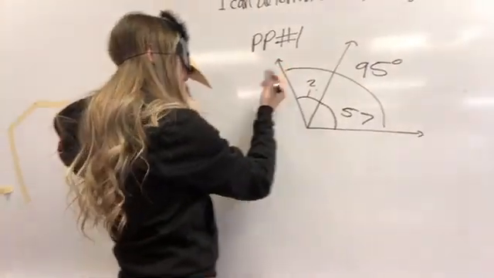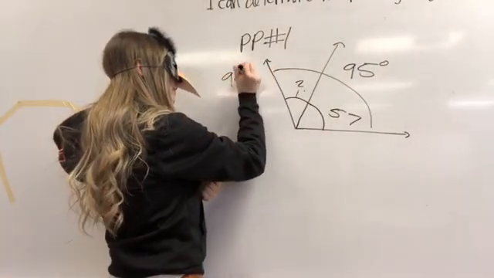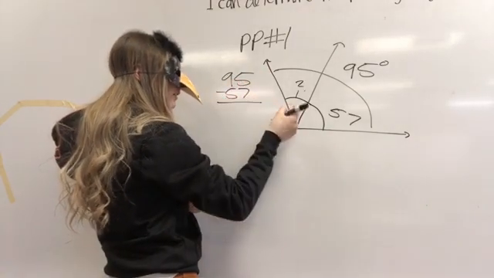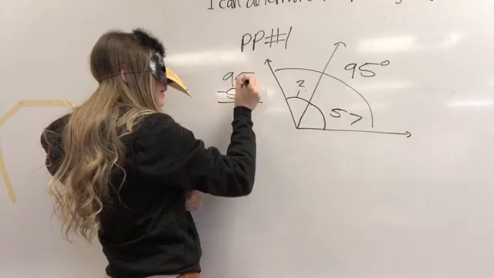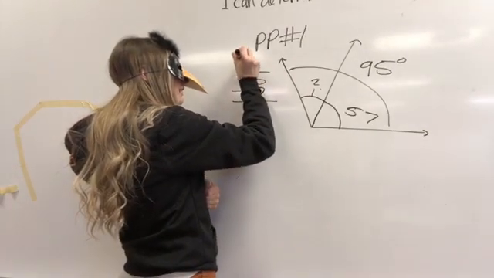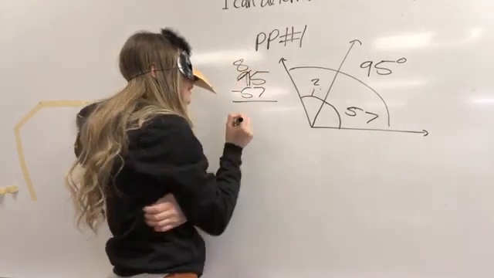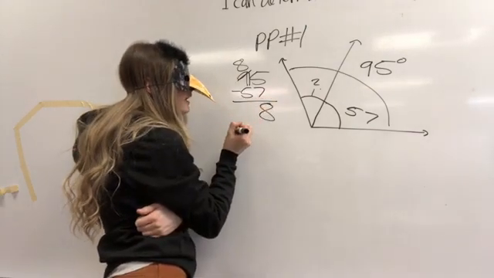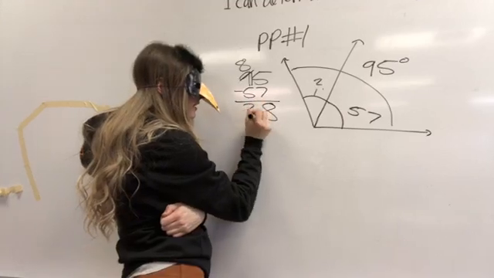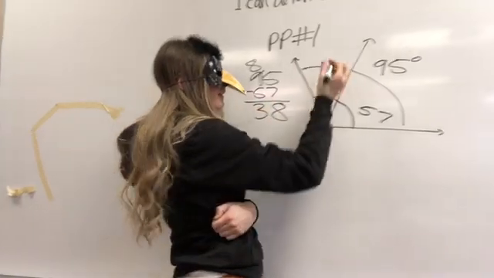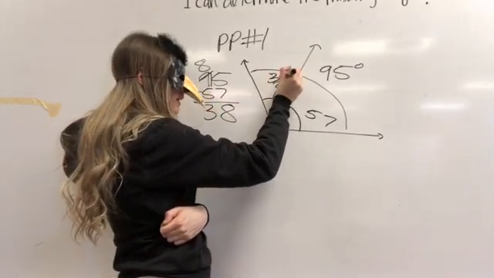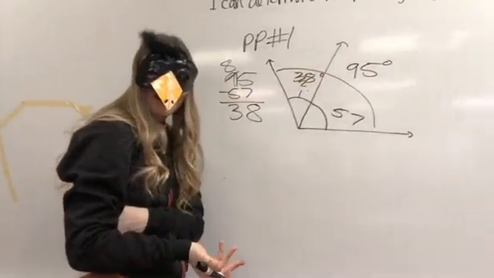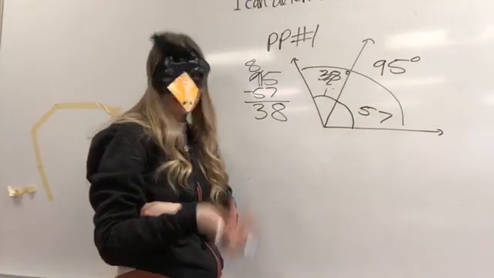So we take our total angle, which is 95, and we subtract what we know. We know that one angle is 57, so to figure out the missing one, we have to subtract it. 5 minus 7 I can't do, so I borrow from the 9. It turns to an 8, and that makes it 15. 15 minus 7 is 8, and then 8 minus 5 is 3. So we know that this missing angle is 38 degrees. I hope you got it. I hope you're slightly understanding or completely understanding.